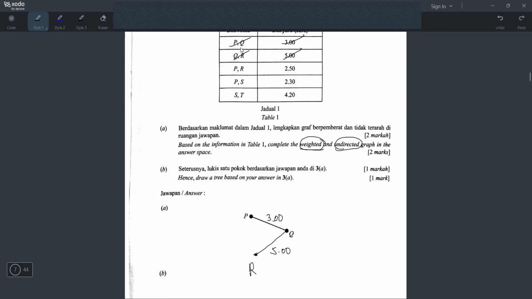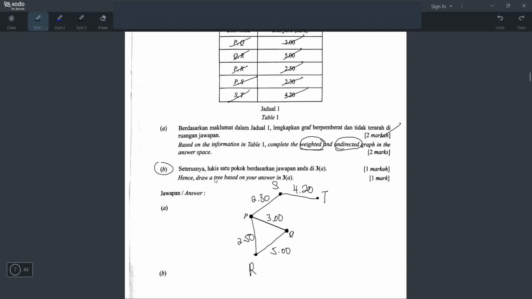Okay, now P to R is 2.50. So P to R, just join it and then write 2.50. Okay, make sure you label because it's a weighted graph. P to S is 2.30. Okay, P is here. S is not here, so I have to add another point. I'm just gonna add it wherever. You can add it anywhere, right? Just put it here. So P to S, I'll just write label 2.30. And finally, the last one, S to T 4.20. So S to T, I'll just put it anywhere here and then 4.20. So you get 2 marks for this.